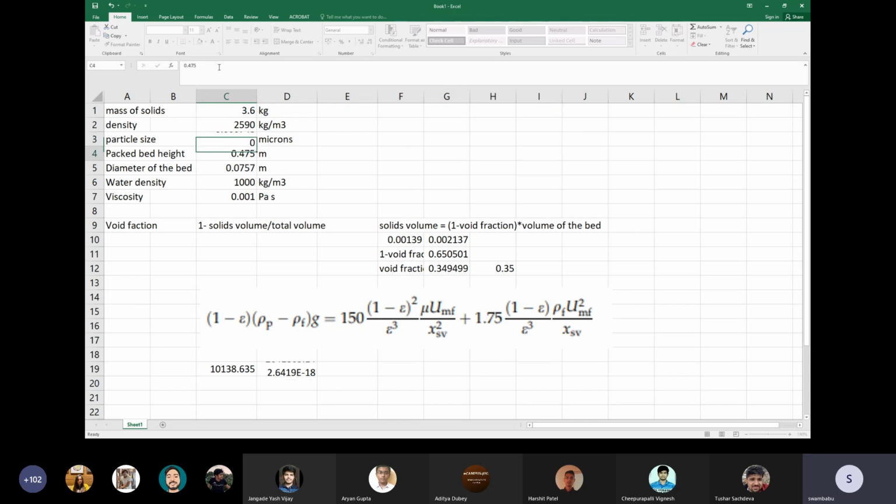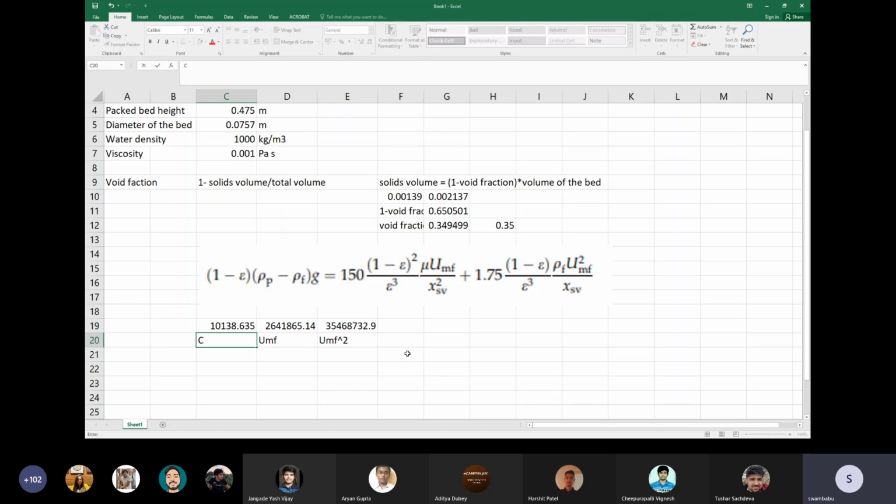One E6 microns. So this is the term except UMF. Now I have to calculate the term here. It is 1.75 into 1 minus epsilon into rho F, the density of the water, divided by epsilon cube. XSV is microns. I got this one. So this is UMF square, and this is UMF, and this is the constant.